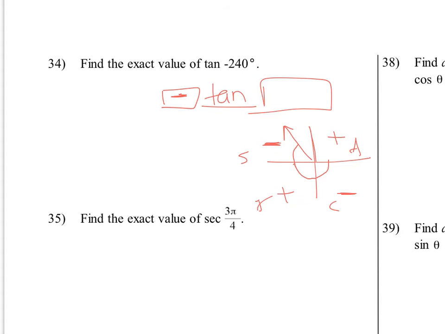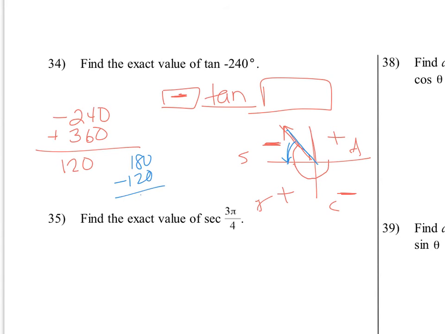To find the reference angle, I did it a different way last time, but the best way is to get an angle between 0 and 360 first. So negative 240 plus 360 is 120. So 120 is coterminal with that, and the reference angle is the angle formed by the terminal side and the x-axis, so it's 180 minus 120, which is 60.